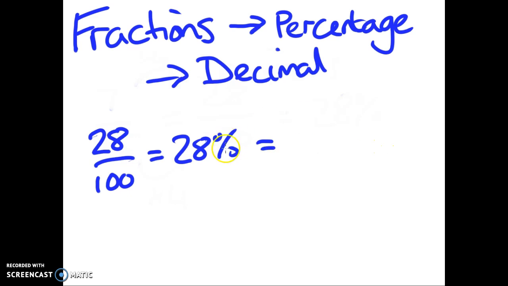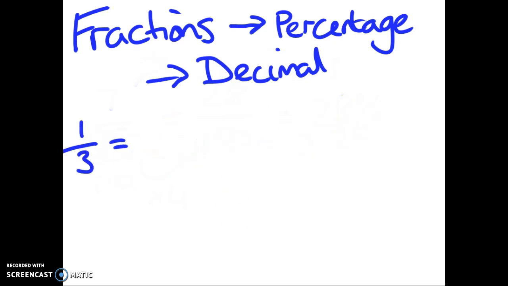So from here, once we've got our answer into a percentage, or even as a fraction over 100, it's fairly simple to then convert that into a decimal. Because if we think about it, 28% is the same as 28 over 100. That's the same as 28 divided by 100. So if we take 28 and we divide it by 100, we get the answer 0.28. So once you've got it as a percentage, all you need to do is divide that number by 100 and you'll get your decimal.